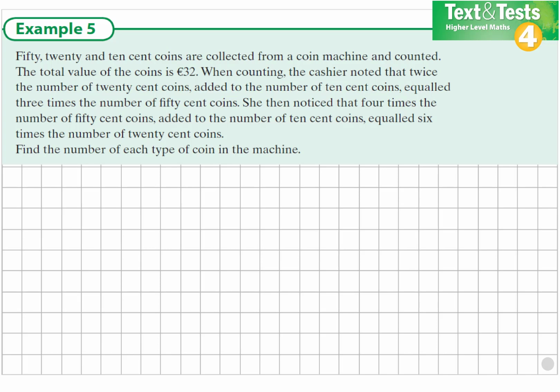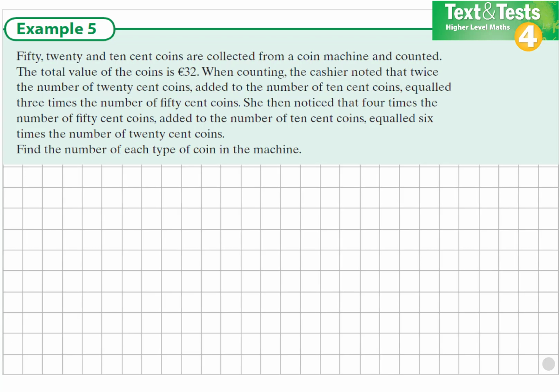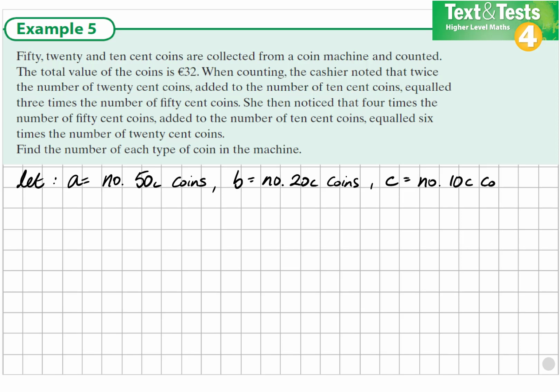We'll define the number of each type of coin in the machine. Okay, firstly, let's name our variables. We're going to let A equal the number of 50-cent coins, B the number of 20-cent, and C the number of 10-cent coins. We are going to create 3 equations with these 3 letters.